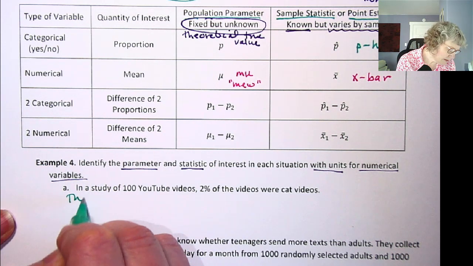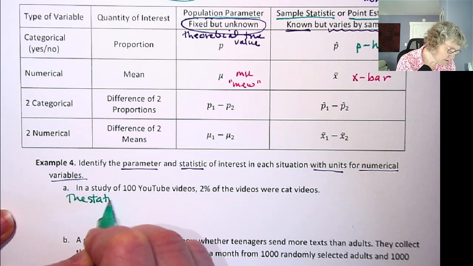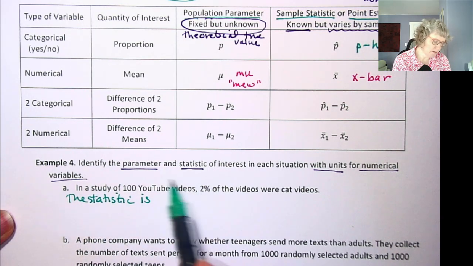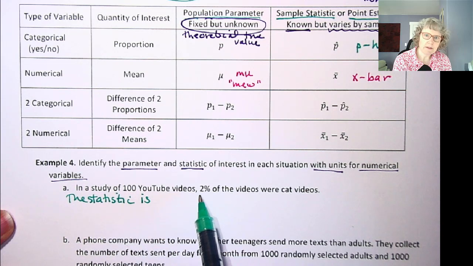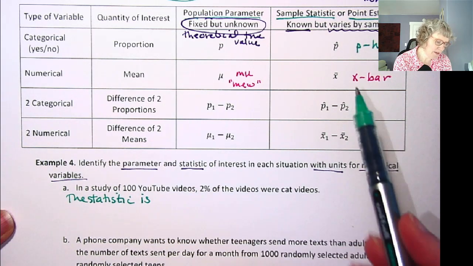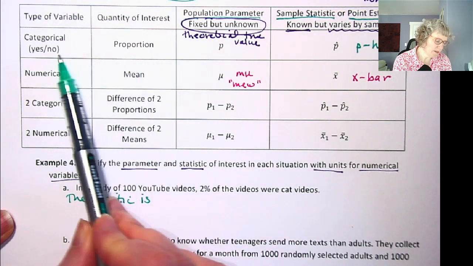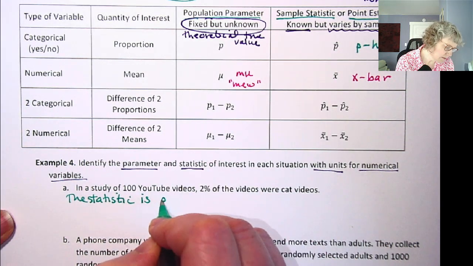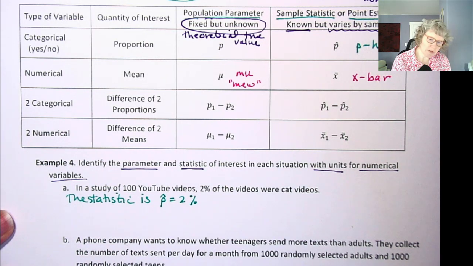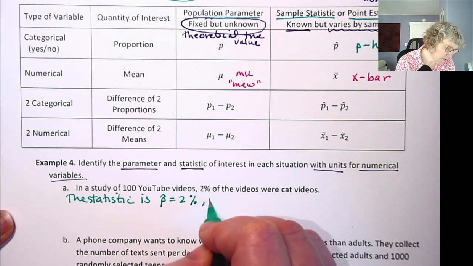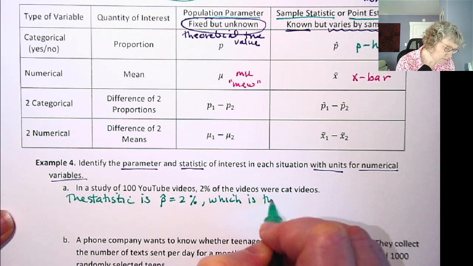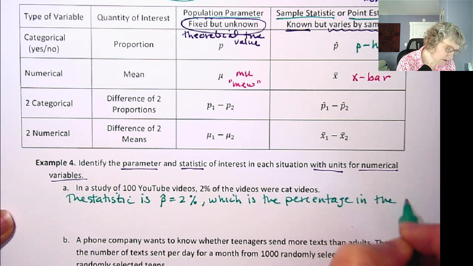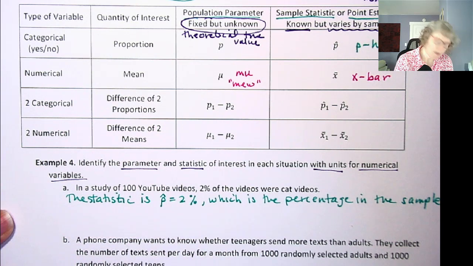So I'm going to say the statistic is, okay, and it's 2%. That's the number because that's saying it's from a sample. Now we need to look at which letter do we use, right? So we know it's one of these, and it's a proportion. It's a yes, no. Is it a cat video or not a cat video? So that's a p hat. P hat equals 2%, okay? Which is the percentage in the sample that are cat videos.